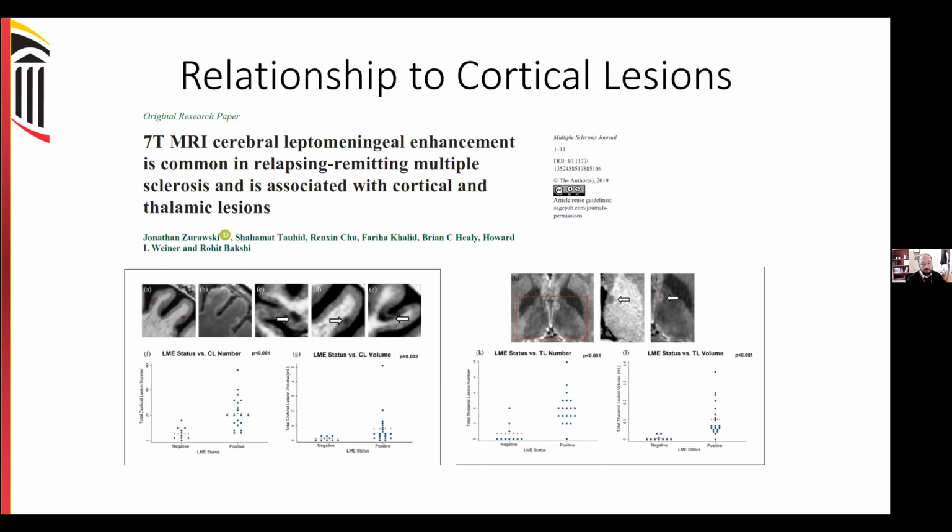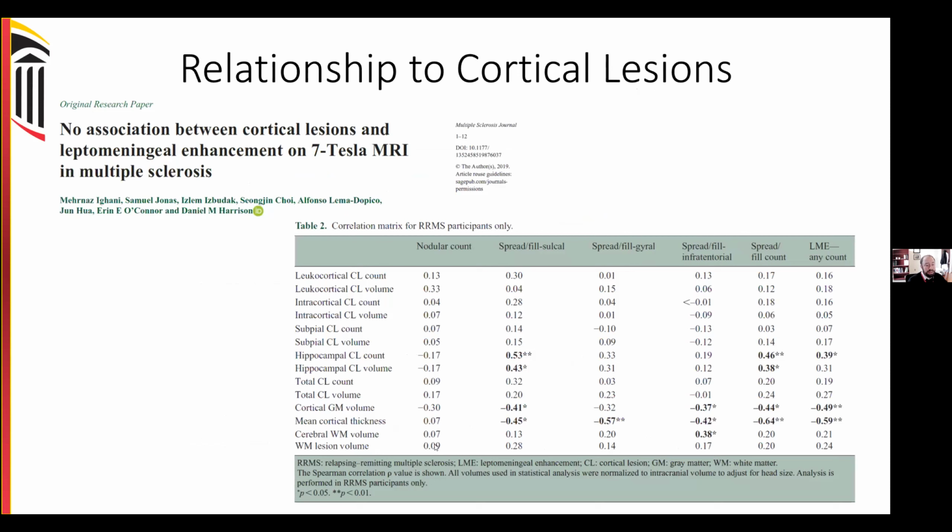And they took a look at the patients who had leptomeningeal enhancement on post-contrast FLAIR, and looked at the lesion status in terms of the number of cortical lesions and the cortical lesion volume, and found a significant association: a higher number of cortical lesions in those who had leptomeningeal enhancement, a higher volume of cortical lesions, and actually also some increases in thalamic lesions in those patients who had leptomeningeal enhancement. Interestingly, when we took a look at the same thing in our cohort, we actually found the opposite.